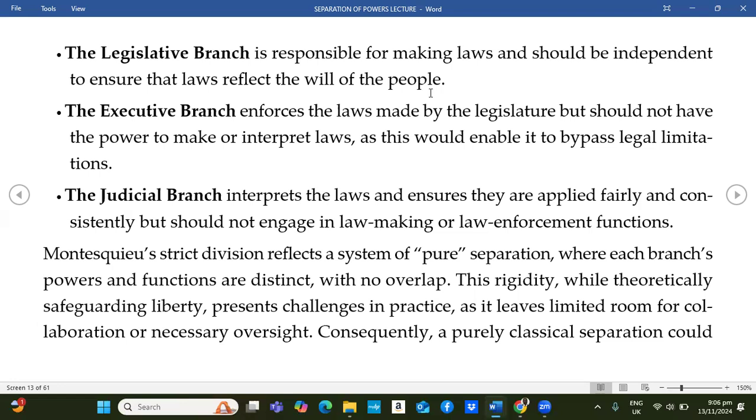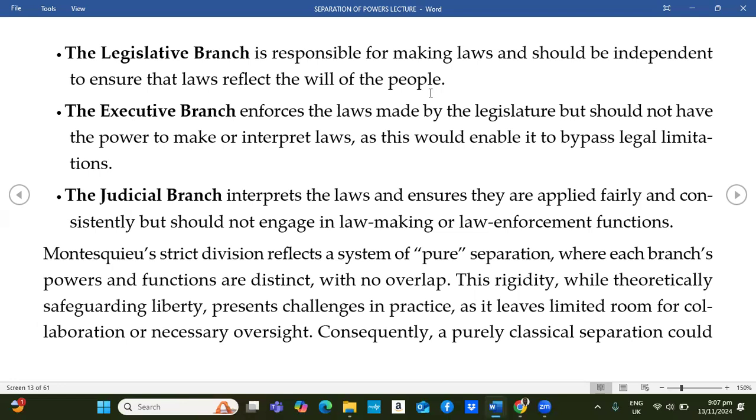Then, in the classical theory, talking about the strict separation, the executive branch would just enforce the laws made by the legislature, but it should not have the power to make or interpret the laws, as this would enable it to bypass legal limitations. But in reality, is that what the executive does? Are there not times that we see, for example, the Attorney General writing an opinion for the government regarding the legality of certain measures that the government wants to take, without necessarily even going to court? When it came to the domestic exchange and some other bond arrangements, we witnessed this. So is that really conforming to what the classical theory, the strict division, is talking about?